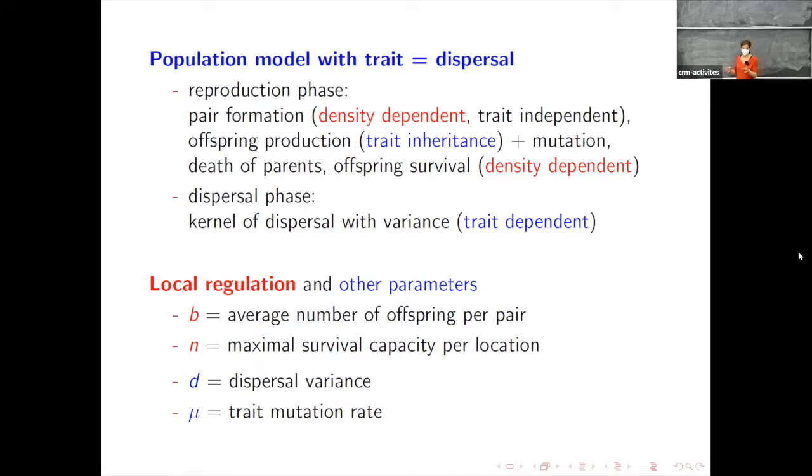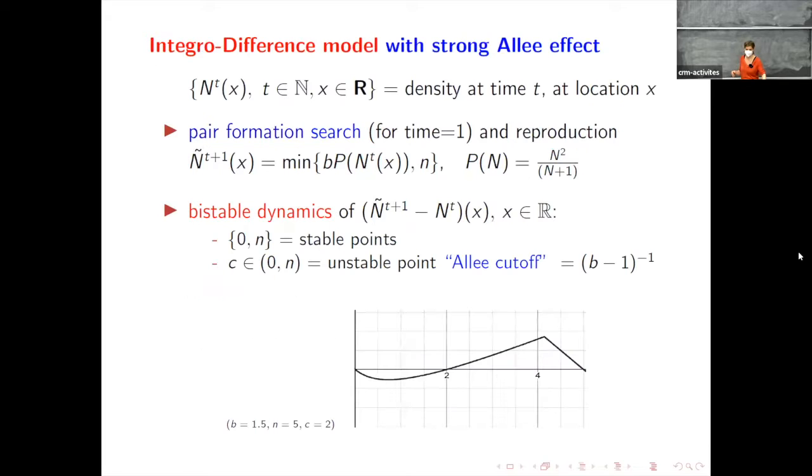So the local regulation parameters are the average number of offspring and the maximal survival capacity. The other parameters are dispersal variance and the mutation rate. So essentially you go through the motions of saying, okay, at time t, if I have a certain density, and for now, just to follow it, this is one trait, right? So D is fixed here. Essentially you go through the process of having this kind of bistable equation for how many pairs, or how many offspring, you're going to create in the next round.